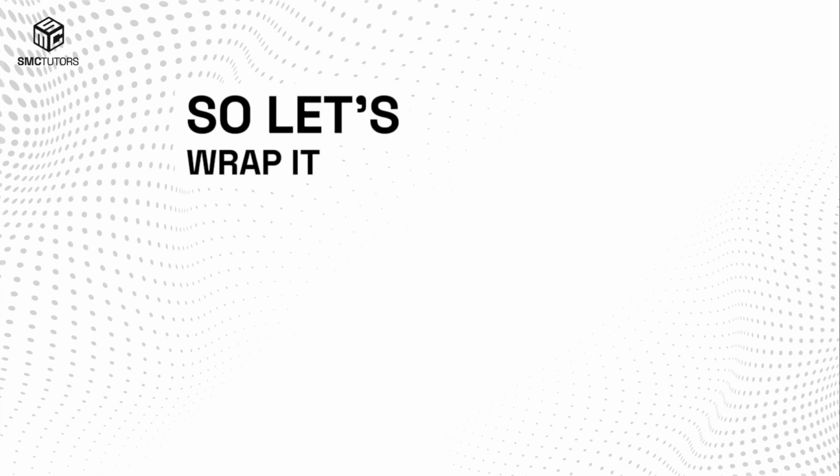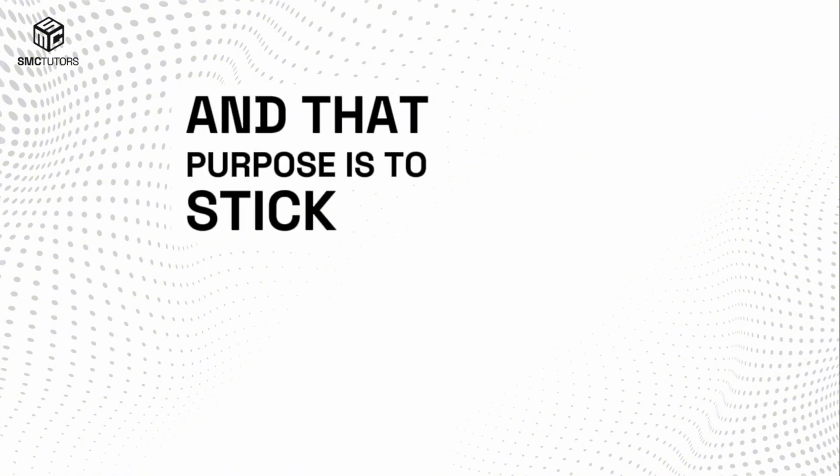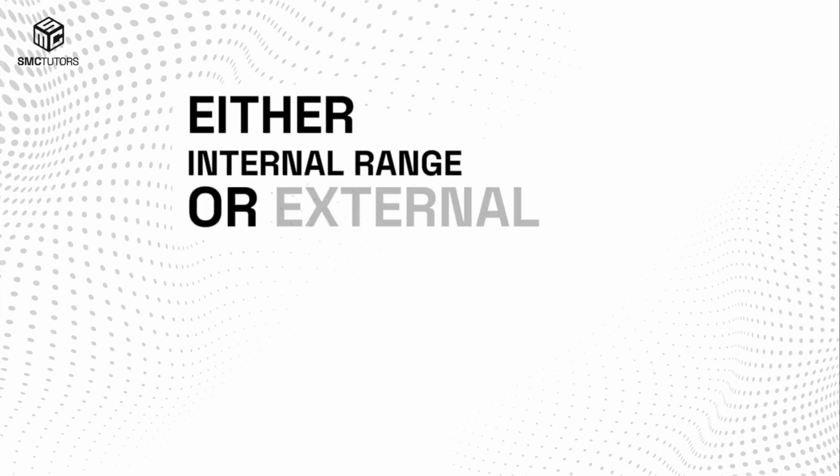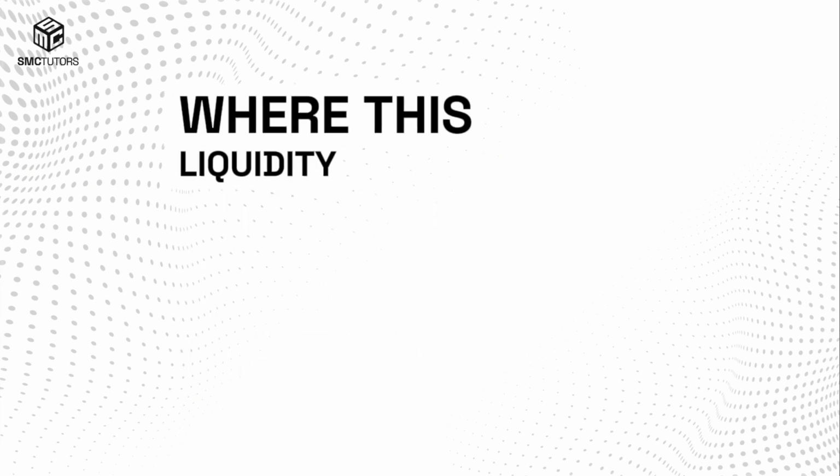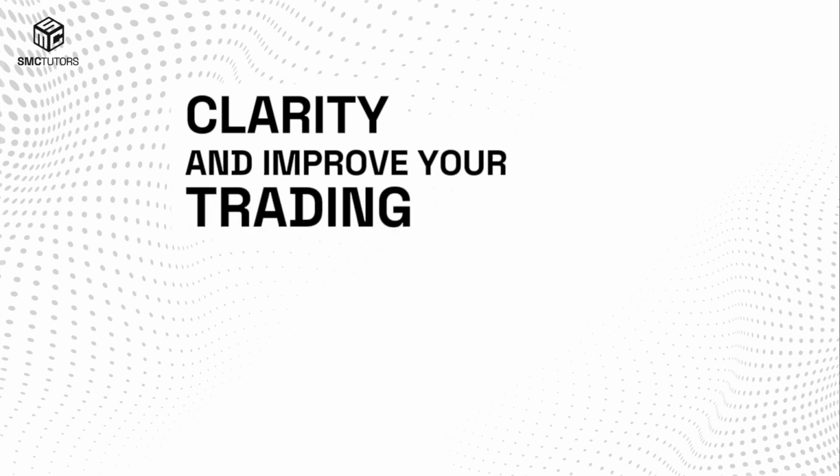So let's wrap it up with this. The market is not random. It moves with purpose. And that purpose is to seek liquidity, either internal range or external range liquidity. So once you understand where these levels are, where this liquidity is lying in the market, it will give you clarity and improve your trading massively.